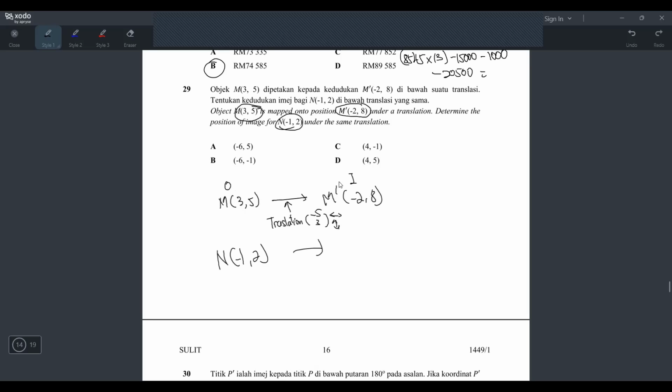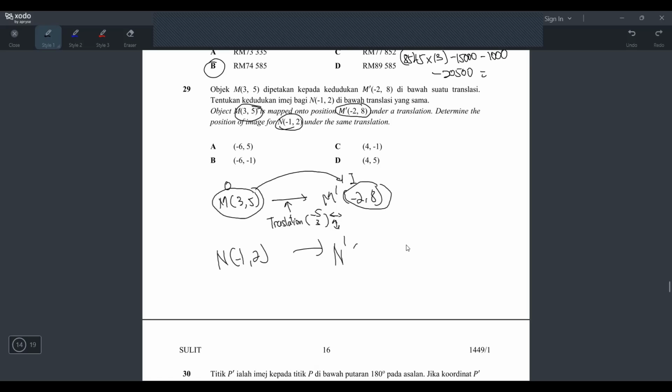Tapi kalau you nak guna cara ni, remember kena ambil image tolak object, right? It means from 3, 5 nak jadi negative 2, 8, you kena pergi kiri 5 kotak, and then naik 3 kotak. Because negative 5 is for kiri kanan, but why kiri? Because negative, right? And if you take 3 minus 5, you really get negative 2. And then atas bawah berapa? Okay, the y coordinate is 5, kena naik 3 lah. Become 8, right? So now you already know the translation is negative 5, 3.